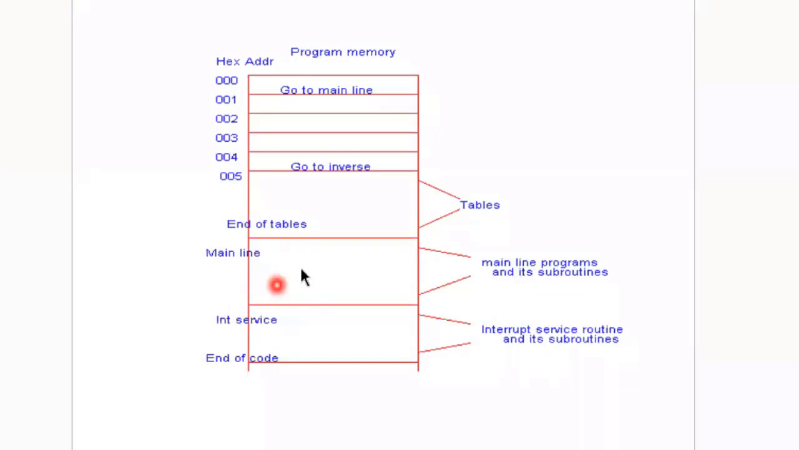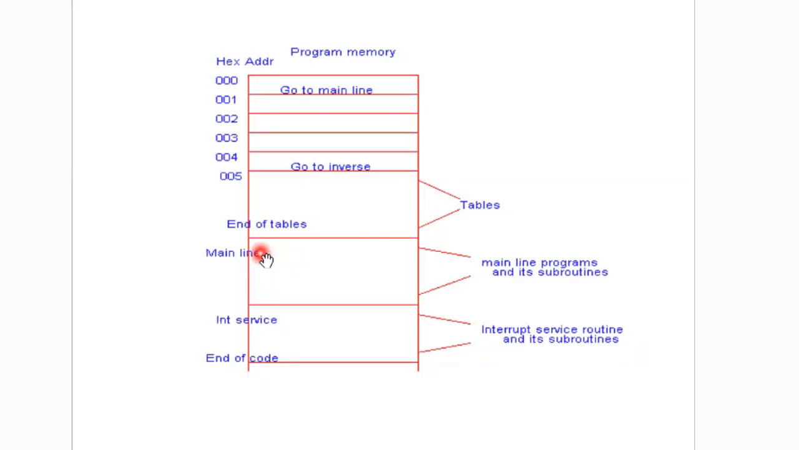So after these tables, the main program comes here, the main line of the program, and then subroutines or subprograms will be stored here. This is how the program memory is designed. So program memory is like this, and there are some spaces provided for specific purposes. The tables can be stored only in this location.